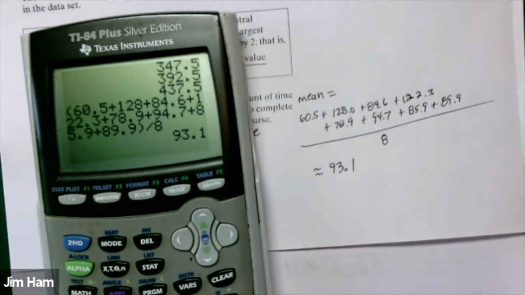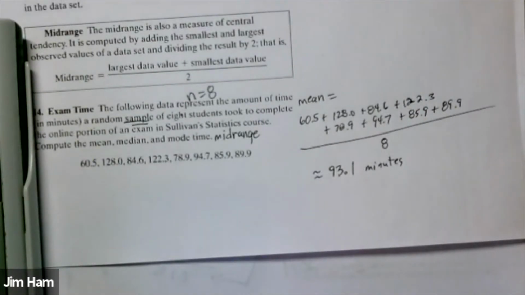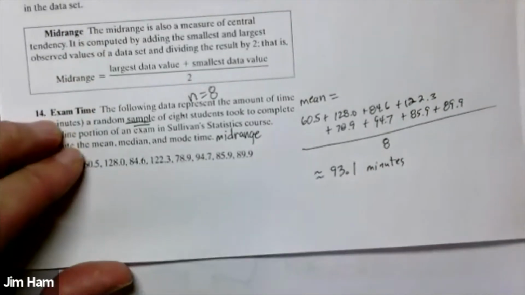Unless I made a mistake, which is very easy to do, this looks like 93.1, just over an hour and a half, because this is in minutes. So this tells us some students spent more than 93.1 minutes, and some spent less. So that's the arithmetic average.